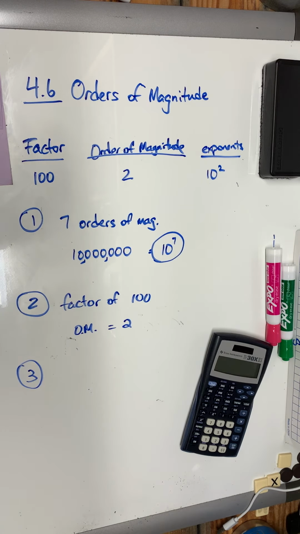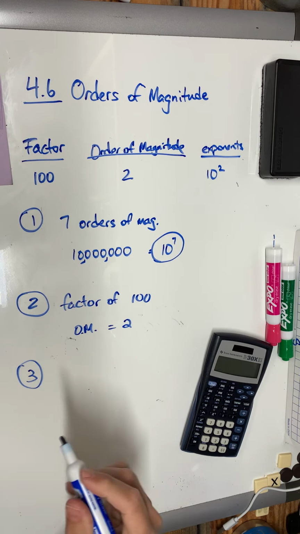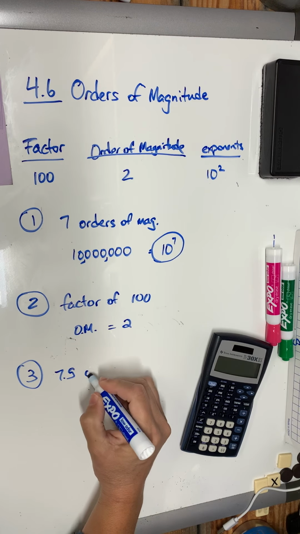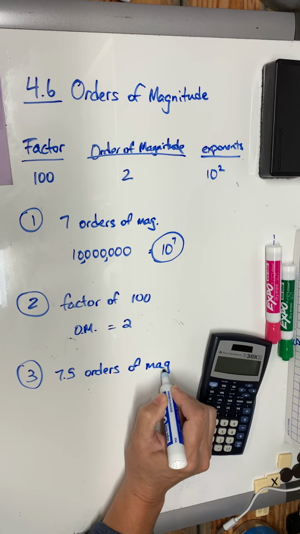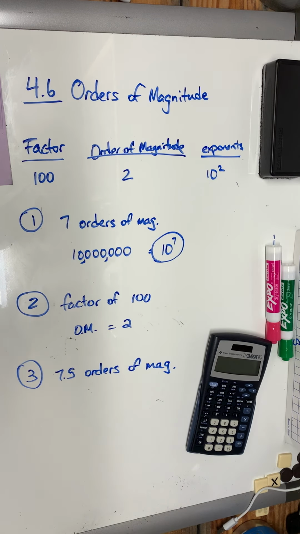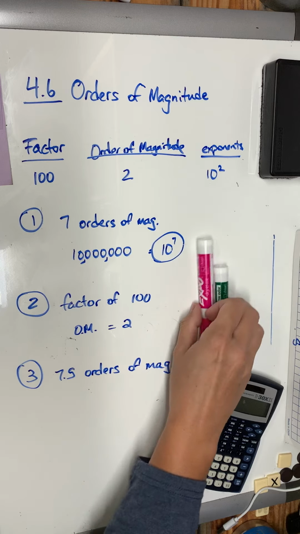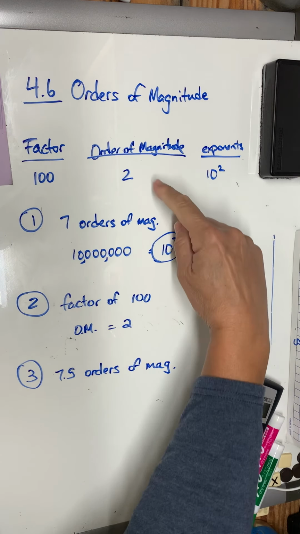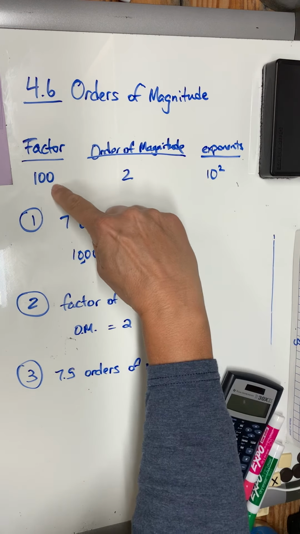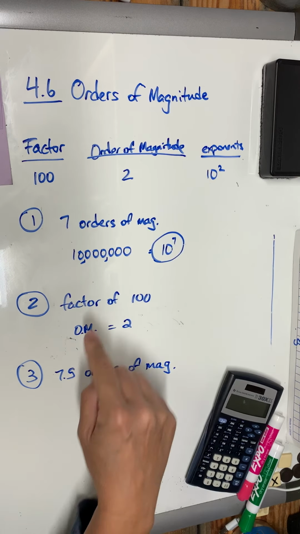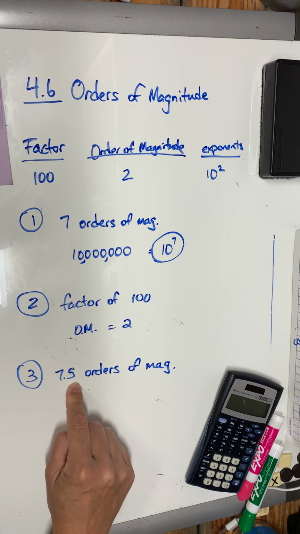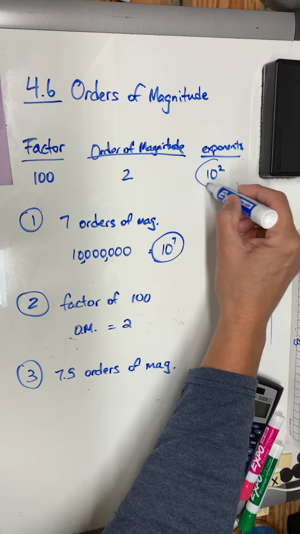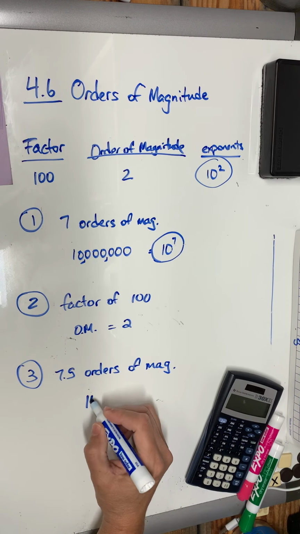Number 3 says if a number decreases by 7.5 orders of magnitude, then by what factor does it decrease? So they're giving me orders of magnitude, and they want me to put it back into factors. Well, if it had been a whole number, I would have done 2 zeros or 7 zeros, but 7.5 zeros doesn't make sense. So we want to use exponential form in order to get this answer.